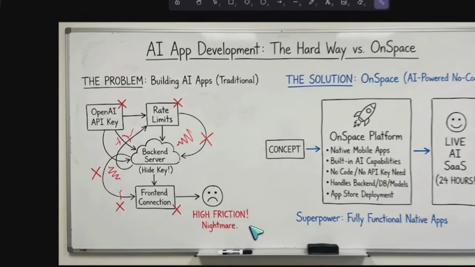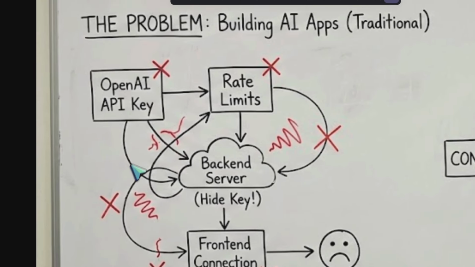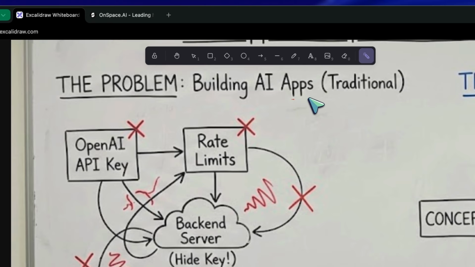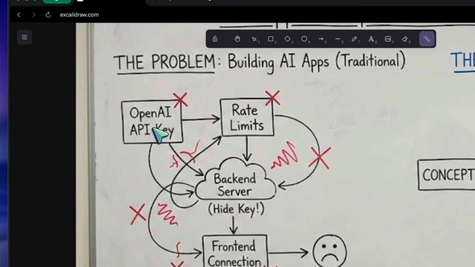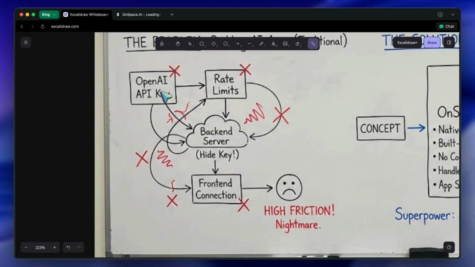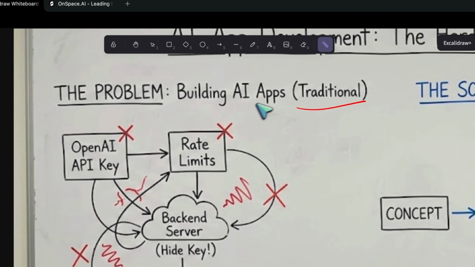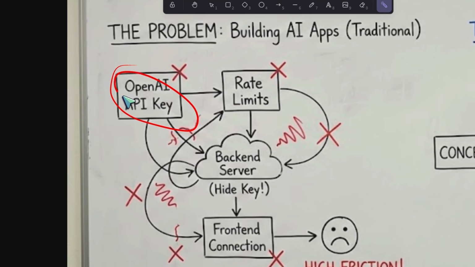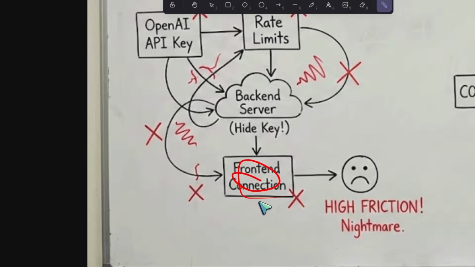So, we have all seen the explosion of AI apps recently. Everyone wants to build the next big AI wrapper or a cool tool that uses LLMs to do something useful. But here is the problem. Even if you know how to use no-code tools, building an actual AI app is usually a nightmare. You have to go to OpenAI, get an API key, deal with rate limits, set up a backend server to hide that key so it doesn't get stolen, and then figure out how to connect it all to your front end. It is a lot of friction.